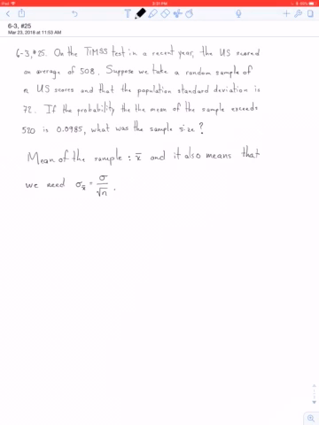tackle this problem. The first thing we have is this. It says if the probability of the mean of the sample exceeds 520. So in math notation, this is the probability that the mean of the sample, x bar, exceeds 520. Notice it's not very much. It's 0.0985. So if we take a look at that, let's draw a picture of the normal curve.